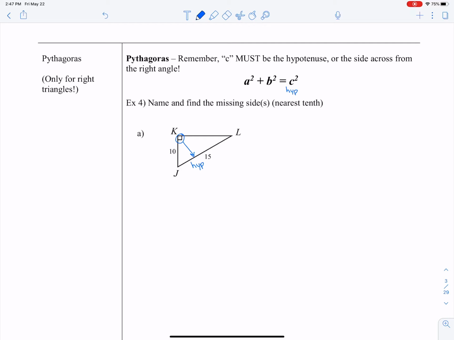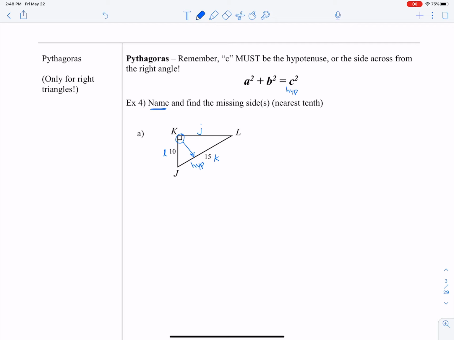Name and find the missing sides to the nearest tenth. First, this is asking us to name the sides, so that means it wants us to label them. We have two options here. We can label using our lowercase letters, or we can label using our two endpoints. In this case, I'm going to label using our lowercase letters. Here's our K, so this side is going to be called little k. Here's our L, so this side is going to be called little l. And here's our J, so this side over here is going to be little j. So now we've named them.